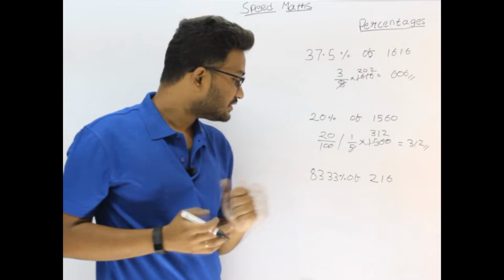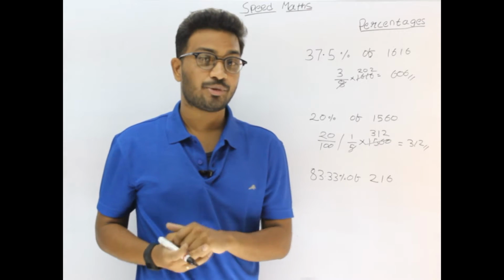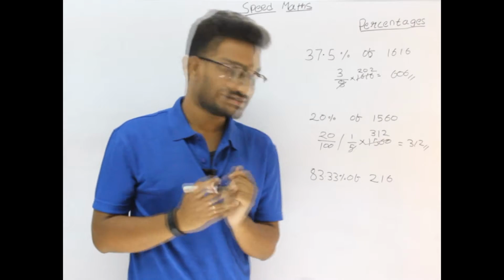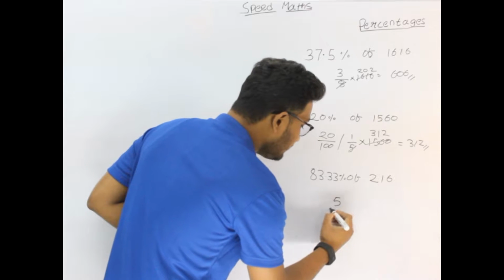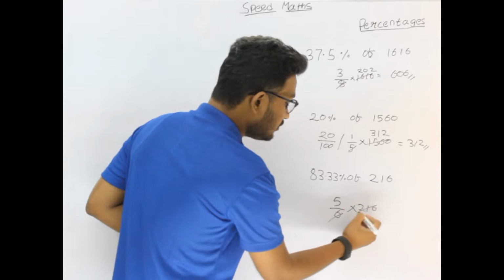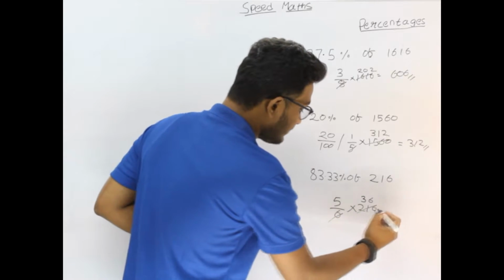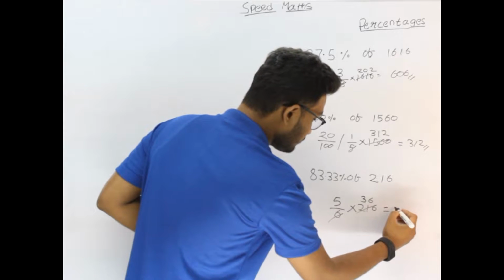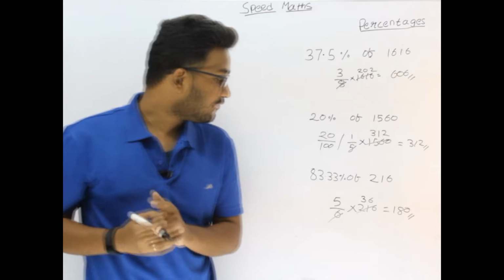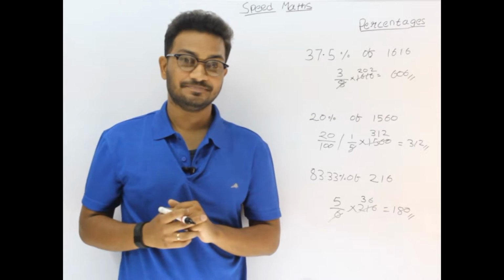Now let's see this example. We have to find 83.33% of 216, and we all know that the fractional equivalent of 83.33% is 5 by 6. So we have to multiply this 216 with 5 by 6 directly, and we all know that 216 into 5 by 6 is 180. So the value of 83.33% of 216 is 180.